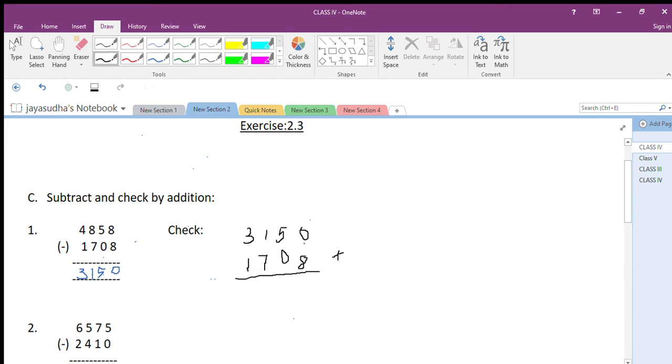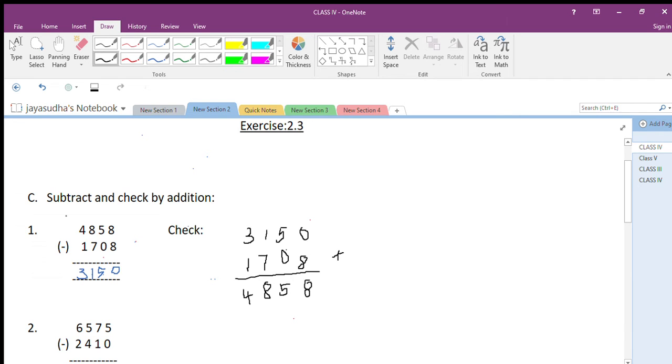Okay, 0 plus 8. Any number added with 0, you get the same number, 8. 0 plus 5, the same, 5. Then 7 plus this one, 8. 3 plus 1, 4.